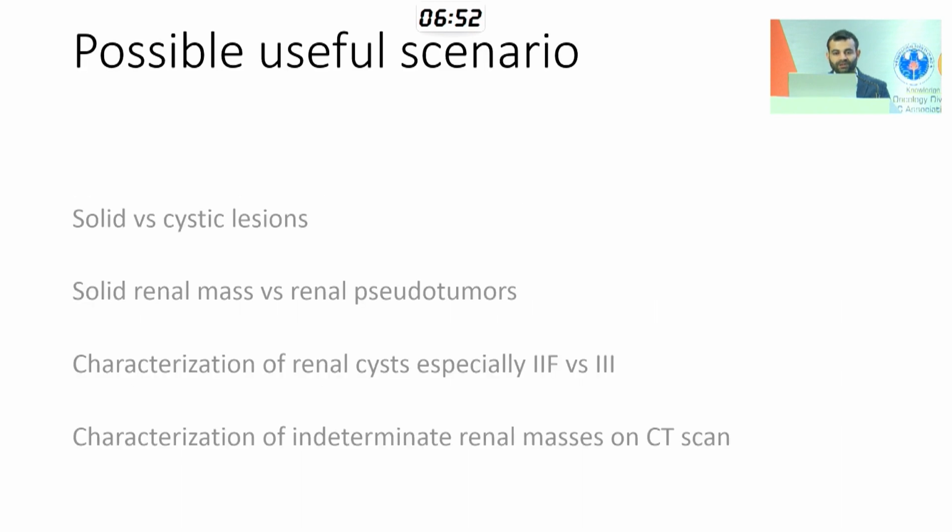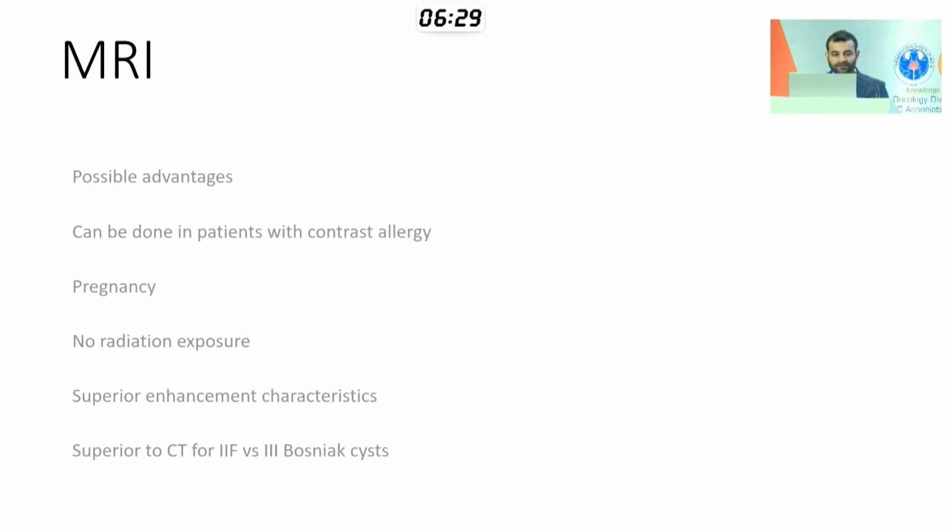It has its own advantages in differentiating solid from cystic lesions, and it can differentiate solid renal masses from pseudotumors, which are basically columns of Bertini. It can differentiate very well between type 2F and type 3 cysts, and it can characterize certain indeterminate renal masses on CT scans.